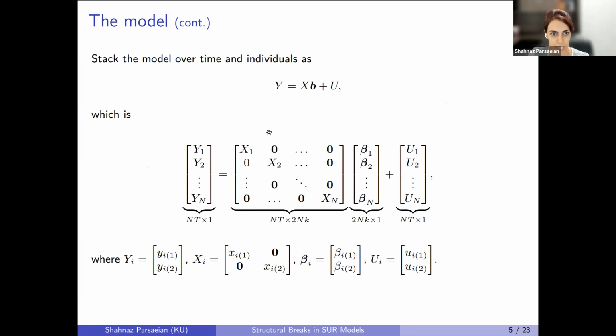So here I have stacked the model over time and individuals. Capital Y is the notation that I will use. It has the information for all of the individual units, the dependent variable. And notice that each of these Y_i has two parts. And here is the block diagonal matrix of X. And this is the slope coefficient, which again has two different values. And this is the error term.